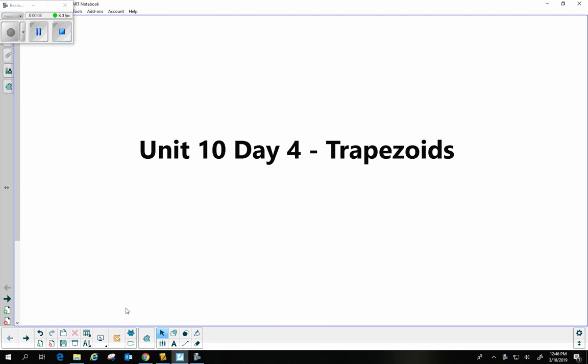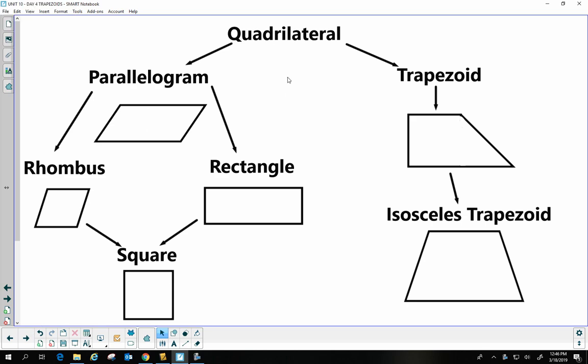Hey, today we're going to talk more about polygons, quadrilaterals, and a different part of the family, the trapezoids. So we filled out this part of the family tree in the last lesson, and I told you I'd leave this part till later. And so we're going to talk about trapezoids.